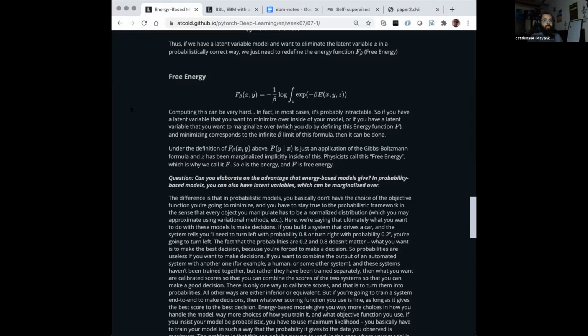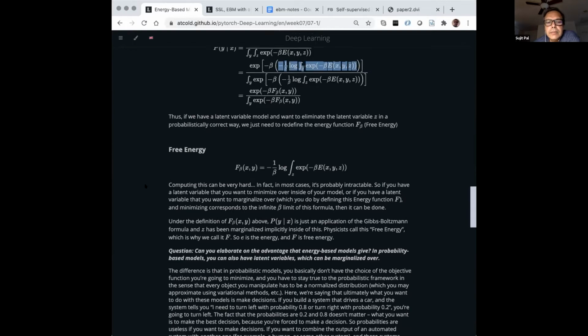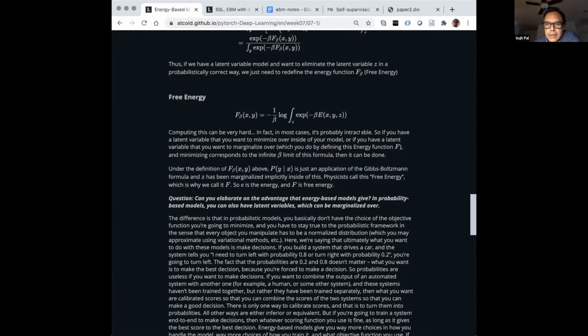Try to find the page. Yeah, please continue, I will share. Okay. So basically, this bit is what he calls free energy, and this can be very hard, and in most cases intractable, as he says.